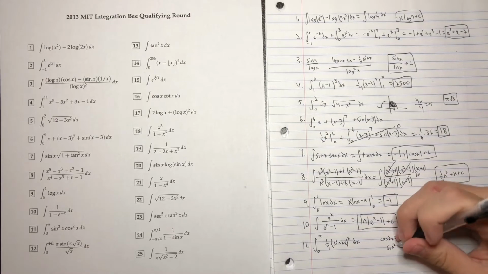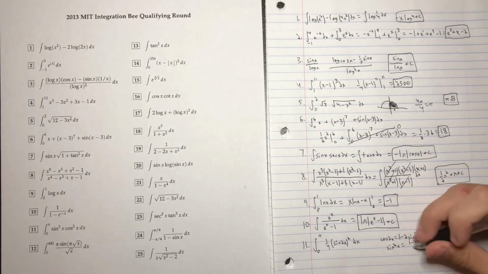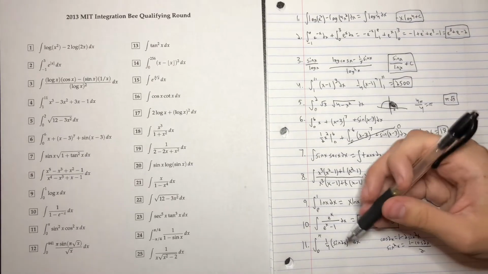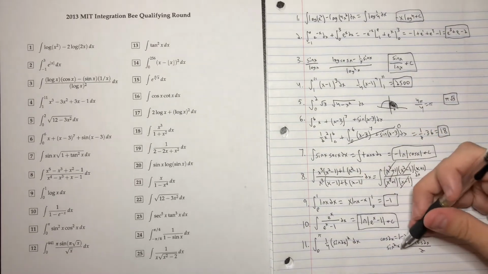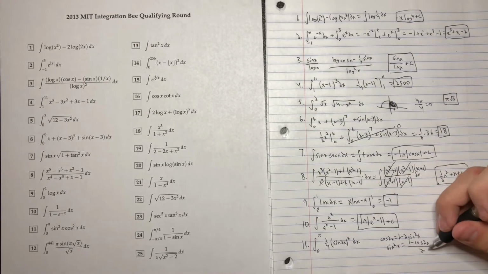So sine squared of x is equal to, adding that to the sides, we have (1 minus cosine 2x) over 2. Now, we want sine squared of 2x. So we can plug in 2x in this whole equation and get sine squared of 2x is equal to (1 minus cosine 4x) over 2.